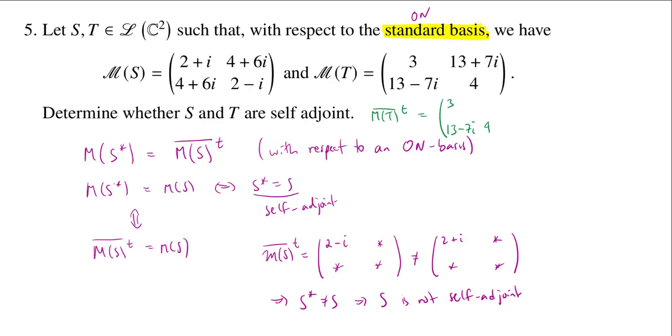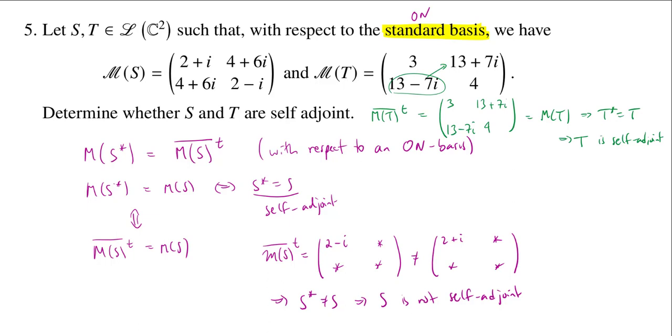And 13 minus 7i is going to move across, but I take the complex conjugate, so 13 minus 7i becomes 13 plus 7i. And hey, wait, that's exactly the same thing as M of T. And therefore, T star is equal to T, and so T is self-adjoint. Hey, that's it. Very cool.